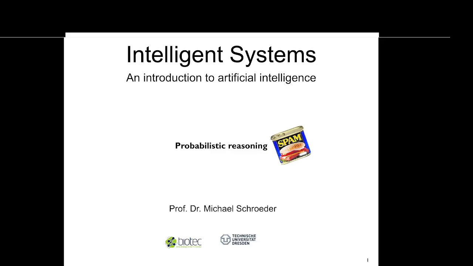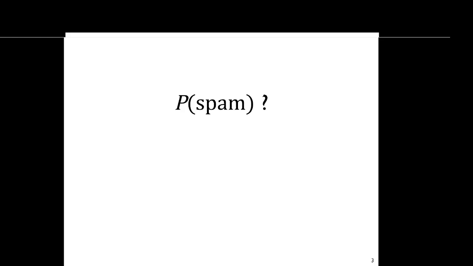In today's video, we will look into how to use probabilistic reasoning with Bayes' theorem in order to make predictions, and we will apply this specifically to the problem of spam classification. So given a message that contains the word "congratulations," how likely is it that this message is spam?